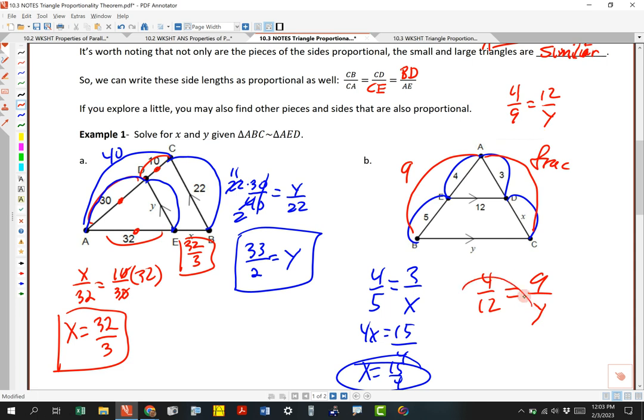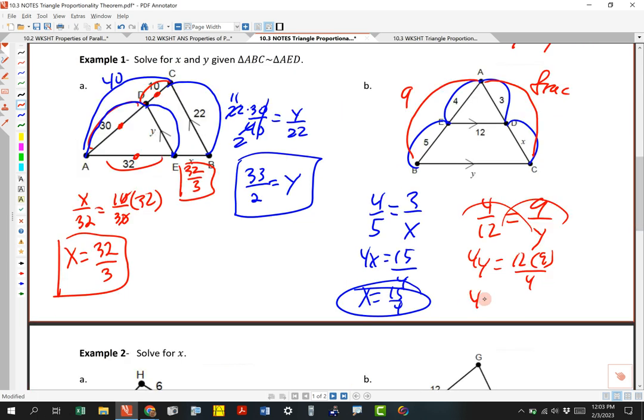So if we multiply the two of these, I'm going to end up with 4y equals 12 times 9. I'm going to divide both sides by 4. So y equals 3. Did you get 27? Uh-huh. We good there? Okay, flip the page over.